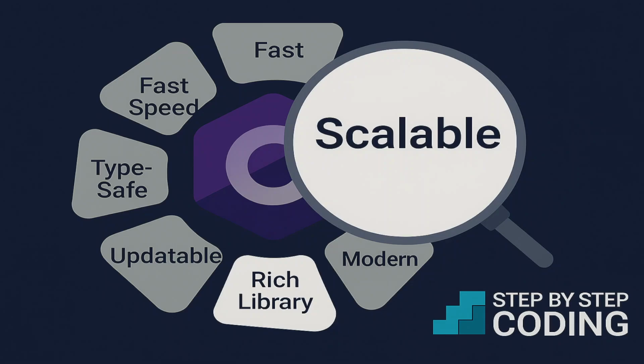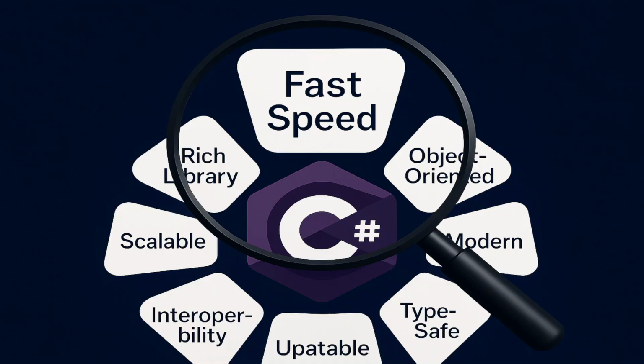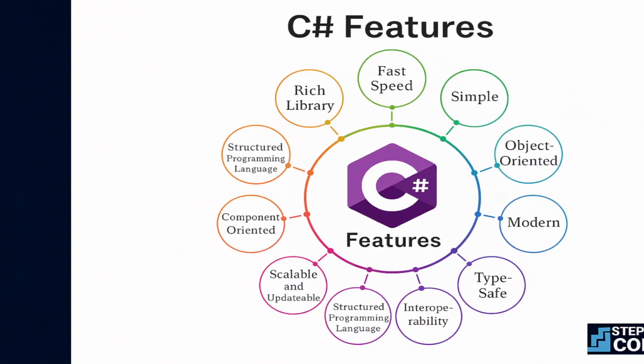Now this is a very scalable and updatable programming language. What it actually means is that the language has been built keeping in mind that it can grow with the demand, handling everything from small utilities to large enterprise systems, web services, and cloud-native applications. At the same time, C Sharp is extremely fast. The language is designed for high performance, with both its compilation and execution times being remarkably quick.